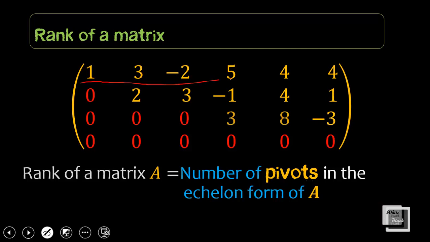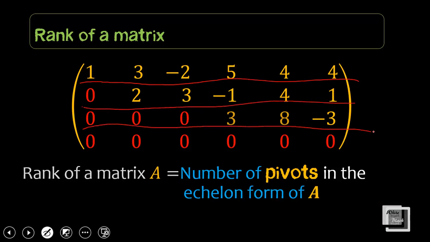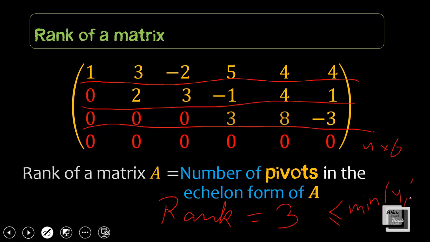Now here the first row is a non-zero row, the second row is a non-zero row, the third row is also non-zero, but the fourth row is 0. So we can say that the rank of this matrix A is equal to 3. The order of the matrix is 4 cross 6, and the rank of the matrix is equal to 3. The rank of a matrix is always less than or equal to the minimum of rows or columns. So the rank of this matrix is equal to 3, which is less than.